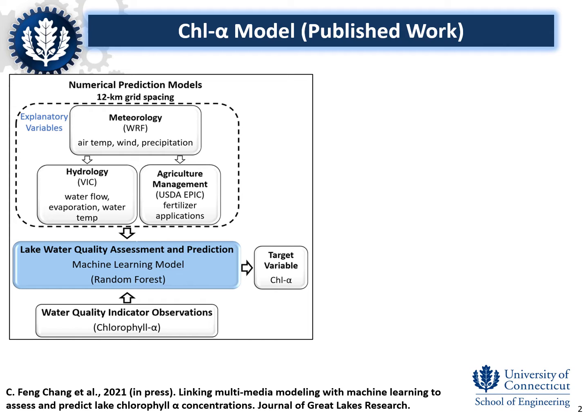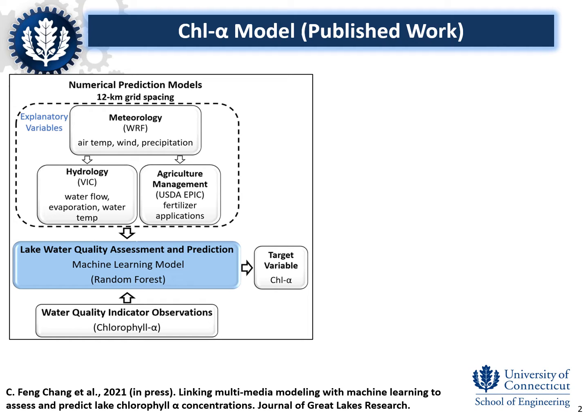In past CMAS conferences, we introduced and presented updates on a machine learning-based Chlorophyll-A model for Lake Erie that we developed using explanatory variables from numerical prediction models which are run at a 12-kilometer grid spacing. The Chlorophyll-A model uses the WRF model for meteorology data, the VIC model for hydrology, and the EPIC model for agricultural fertilizers. The explanatory variables from these models, together with the chlorophyll-A measurements, are fed into our random forest machine learning model to predict our target variable, chlorophyll-A.